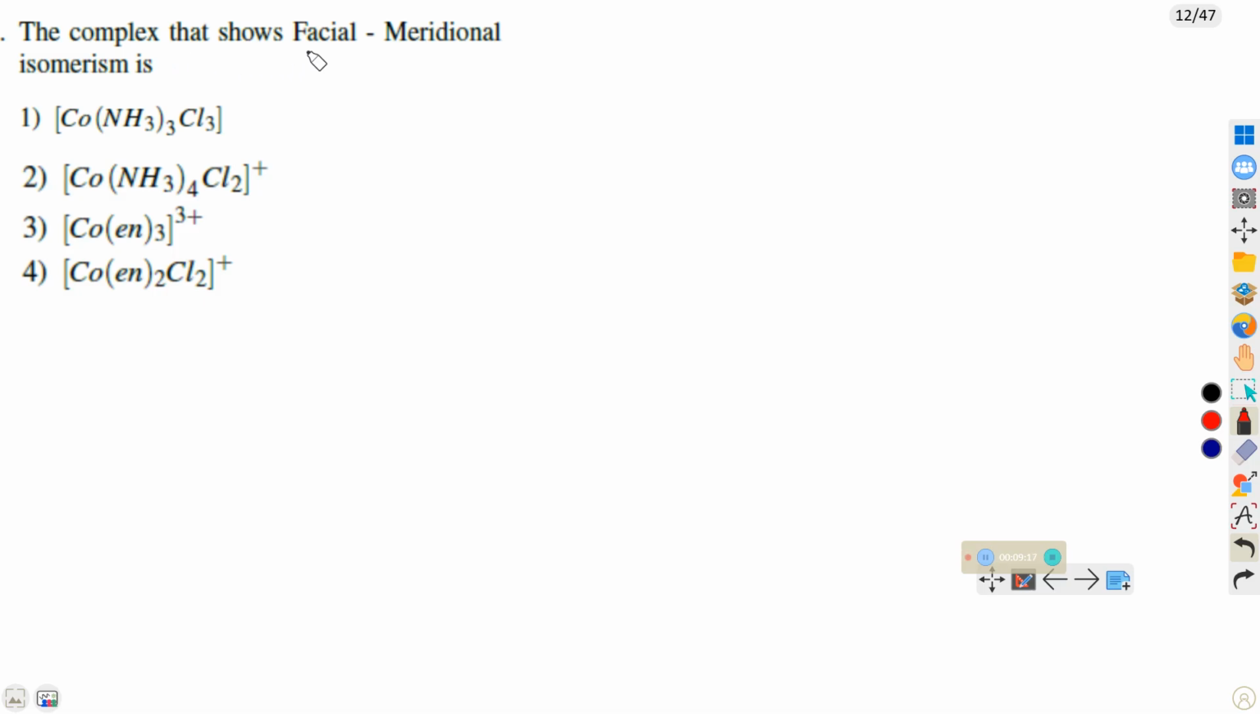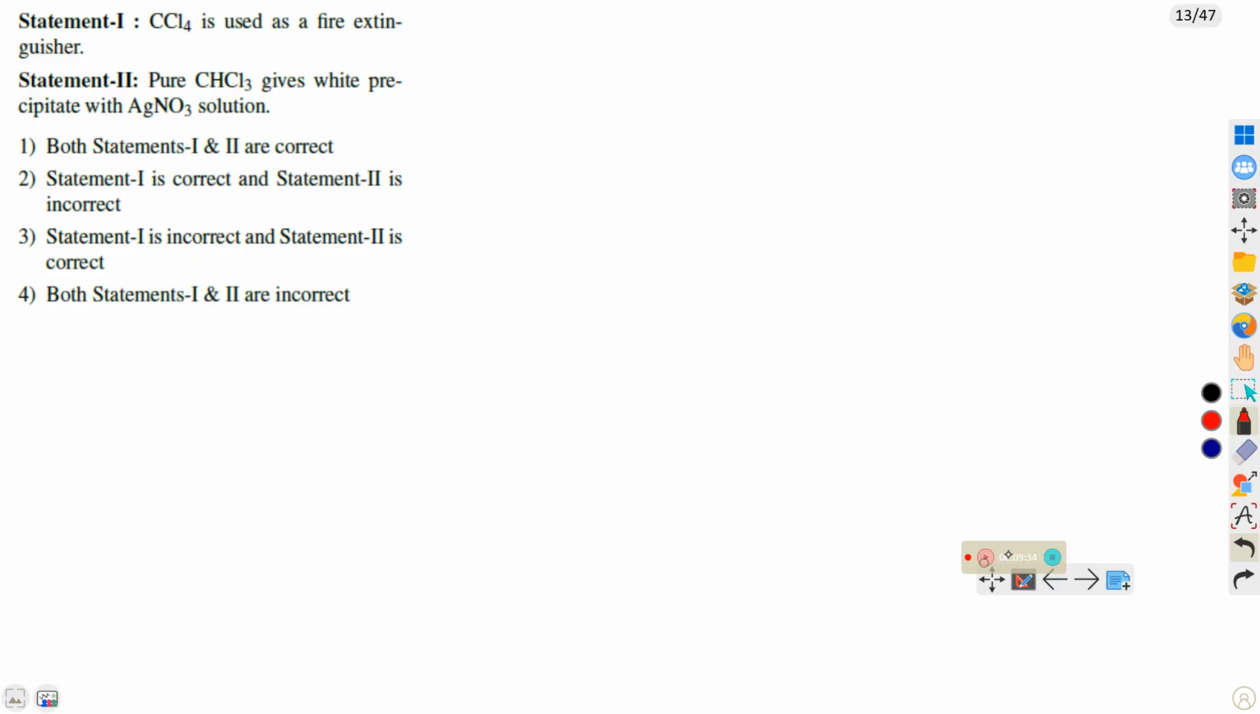The complex that shows facial-meridional isomerism. We know that complex compounds with general formula MA3B3 show facial-meridional type of isomerism. Based on that, the first option is correct.